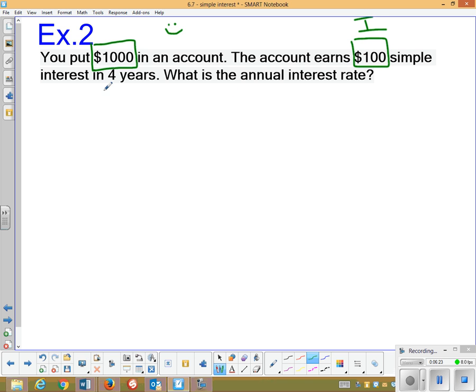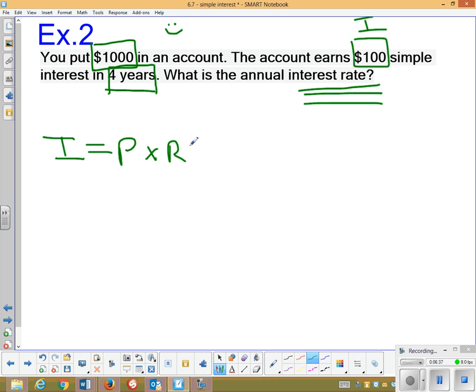And it says here, we did this for 4 years, our savings for 4 years. But what we don't know is the rate. So we need to find the rate. So again, we're going to use the same formula. I equals P times R times T.